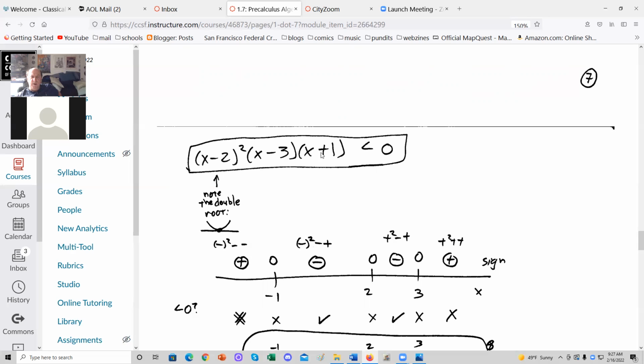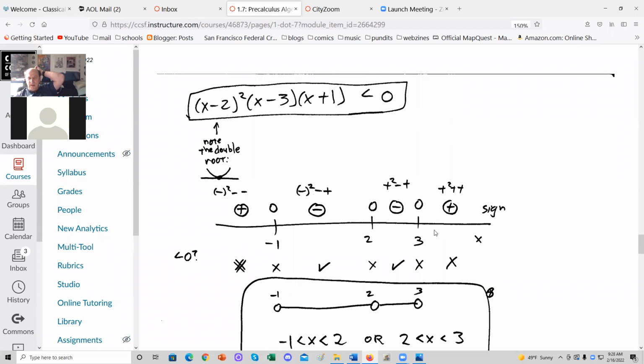Above 3, all these are positive, so you get plus squared times plus is plus. Below 3, but above the other two, you get plus squared times minus, which is minus. Below 2, but above negative 1, this is negative squared times minus; the negative squares away, and negative times plus makes negative. So this is negative to negative. It doesn't go through 0, just skims it. And below negative 1, negative squared times negative times negative gets you plus.